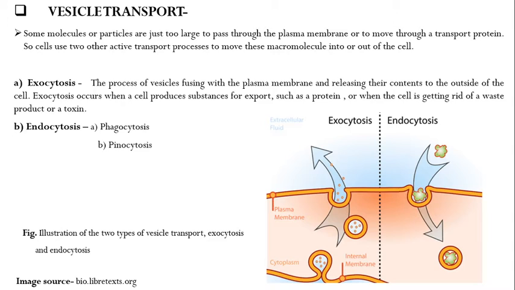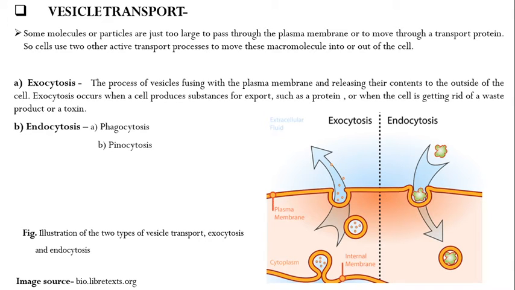Vesicle transport. In vesicle transport, some molecules or particles are just too large to pass through the plasma membrane or to move through a transport protein. So, cells use two other active transport processes to move these macromolecules into or out of the cell. When it is into the cell, it is endocytosis, and when it is out of the cell, it is exocytosis.